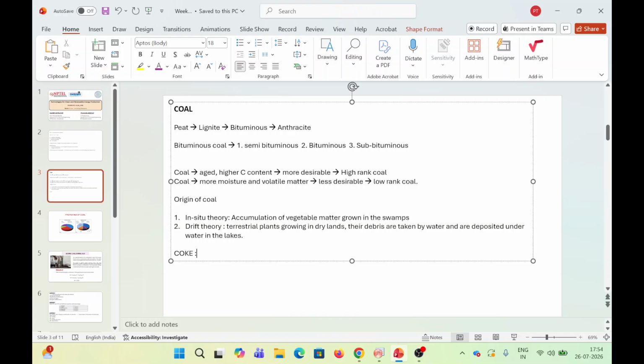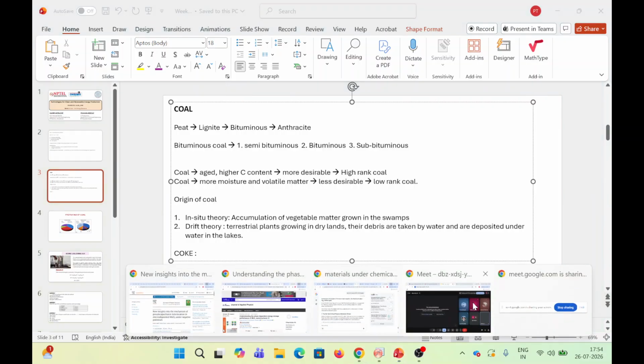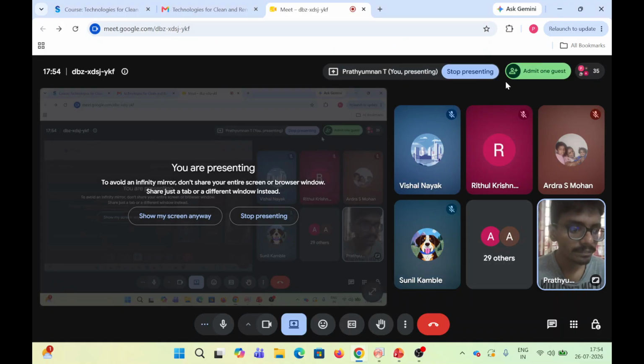The major reason why we do this is because coke has good mechanical properties. So what we do here is we take the bituminous coal, and it undergoes destructive distillation, and then once the destructive distillation happens, you get the solid carbon.